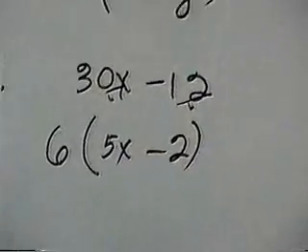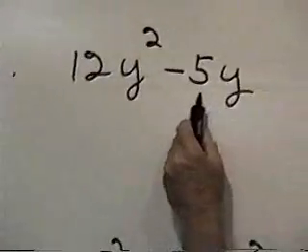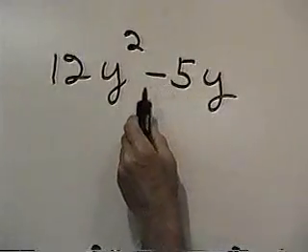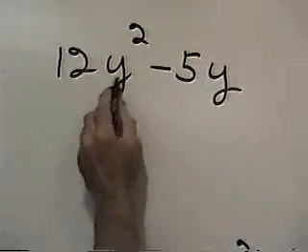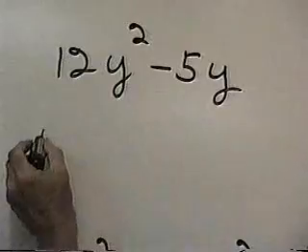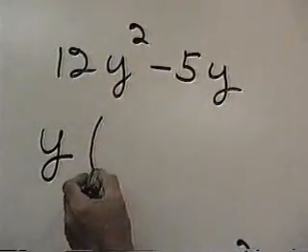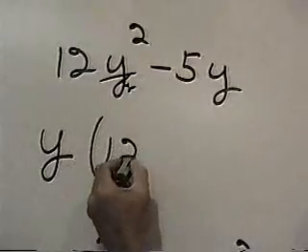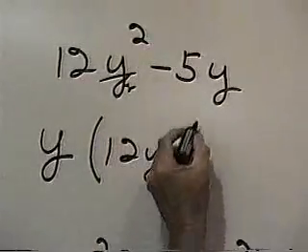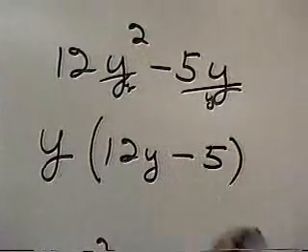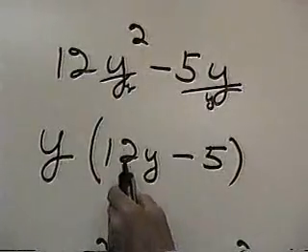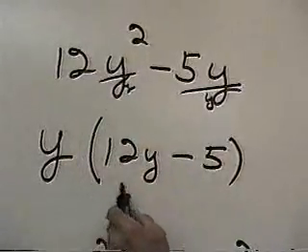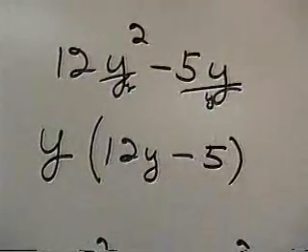All right, number 4. What number can I divide into 12 that I can divide into 5? Well, there's not one. But here now we have letters. We have a y and a y squared. So we have a y squared over here, we have a y here. So we can take one of the y's out. So dividing y into this leaves the 12 and it leaves me 1y. Dividing this by y leaves me minus 5. Now check your work. What is y times 12y? Well, that's 12y squared. What is y times minus 5? It's minus 5y.